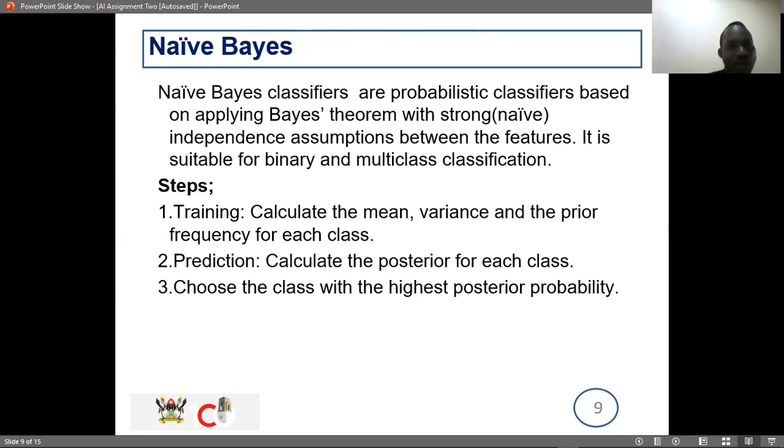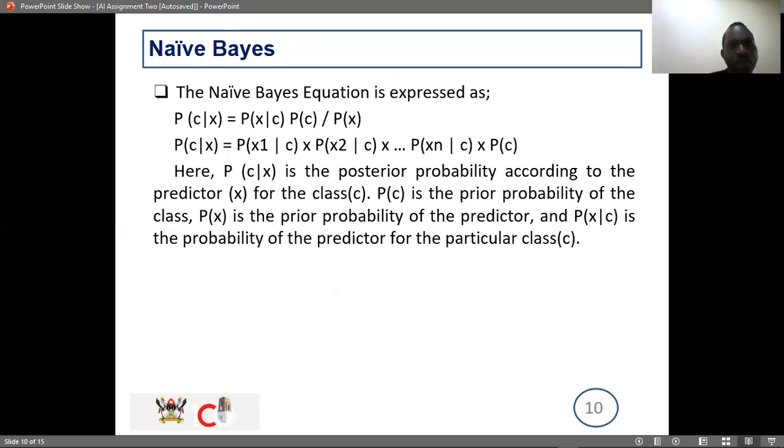So we have the steps here. We have the training, whereby we calculate the mean, variance, and prior frequency of each class, and also the prediction, where we calculate the posterior for each class. Then the final step is choosing the class with the highest posterior probability.